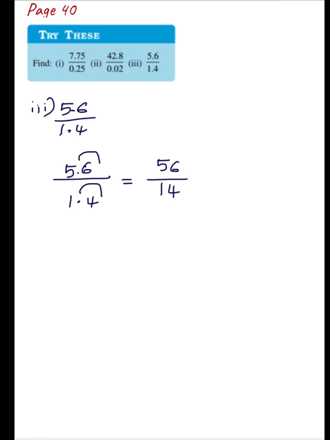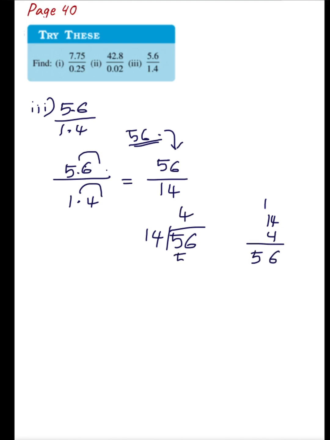That is, this point reaching here means it will become 56 point. 56 point means it's 56 itself. So 56 by 14. Now let's do this 56 by 14. What will be the answer? 14 into 4. Let's do 14 into 4. 16, carry 1. So 14 into 4 is 56. So our answer will be 4. Understand? Our answer for this question will be 4.